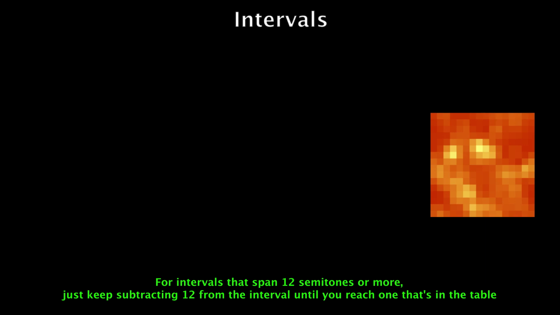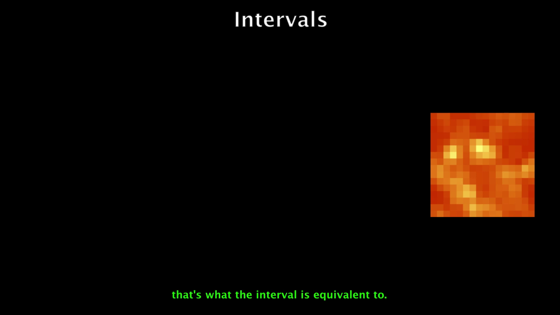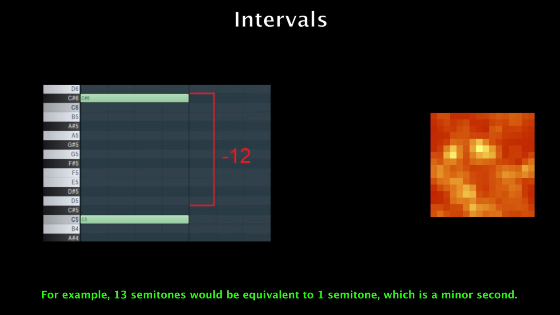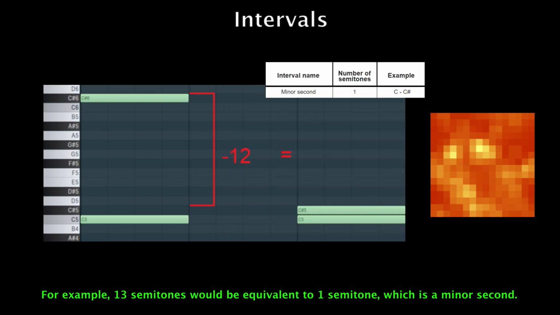For intervals that span 12 semitones or more, just keep subtracting 12 from the interval until you reach one that's on the table. That's what the interval is equivalent to. For example, 13 semitones would be equivalent to 1 semitone, which is a minor second.